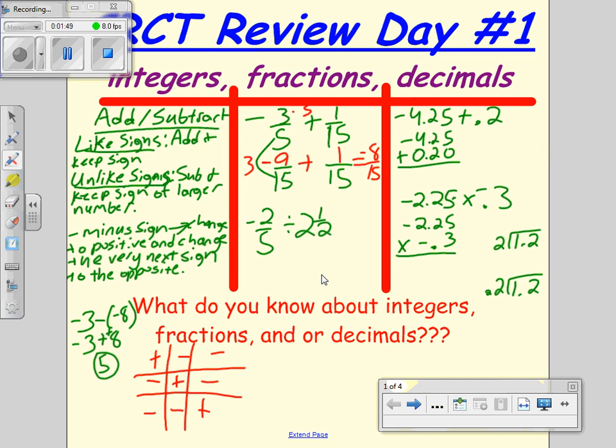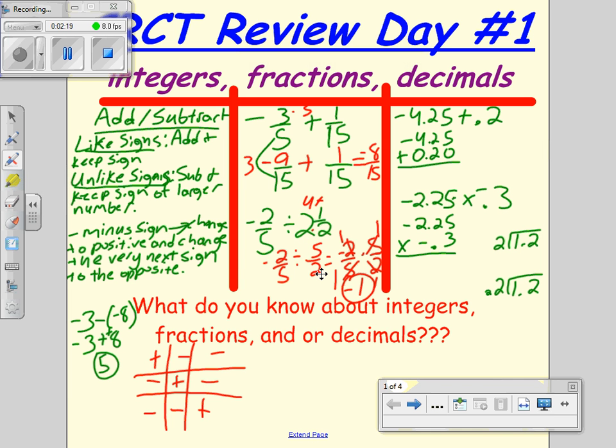Alright, so the next one, dividing. You cannot divide with a mixed number, so you multiply using the circle method. 4 plus 2, 5/2, dividing -2/5. Alright, so you got to flip the second one, the bottom one every time, so I end up with -2/5 times 5/2. Cross cancel. Cross cancel. My answer would be -1.